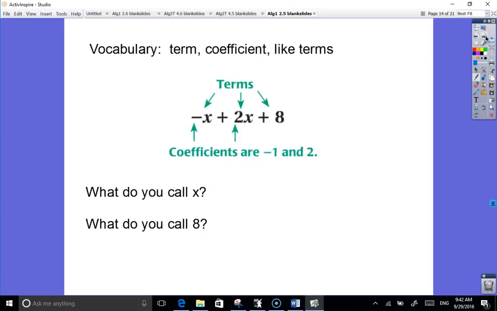Vocabulary. You have to know what these words mean, because I'm going to use them on a test, and if you call me over and ask what does that mean, I'm not telling you. That's what you're supposed to learn. A term in an expression is separated by plus for addition or minus for subtraction. So in what they've got right there, there are 3 terms, because there are 2 pluses to divide them up.